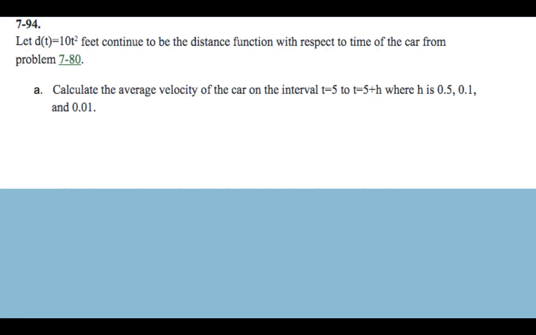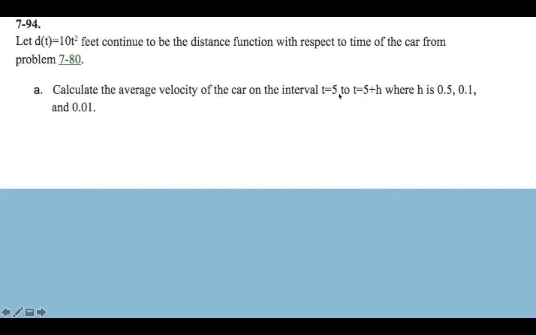One of the first questions that comes up sometimes is, what is average velocity? Average velocity is change in distance over change in time. Luckily for this problem, that is the same thing as change in y over change in x, which is basically the slope, or the average rate of change, the slope of the secant line. So we're actually doing the same thing that we just went over in the last slide.